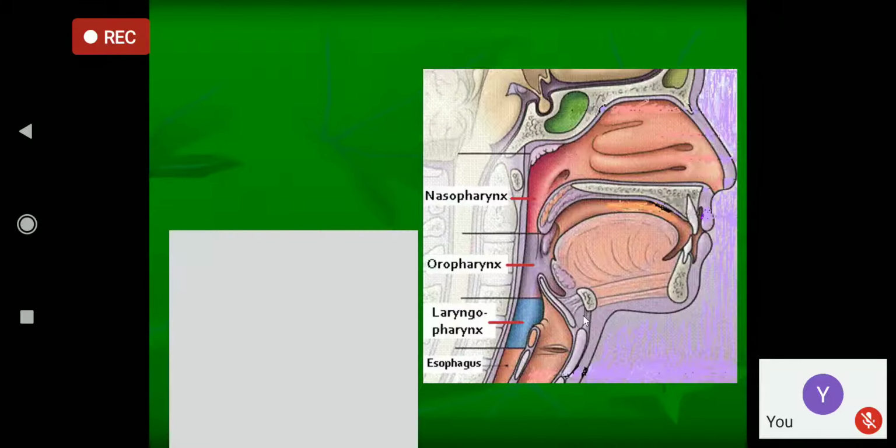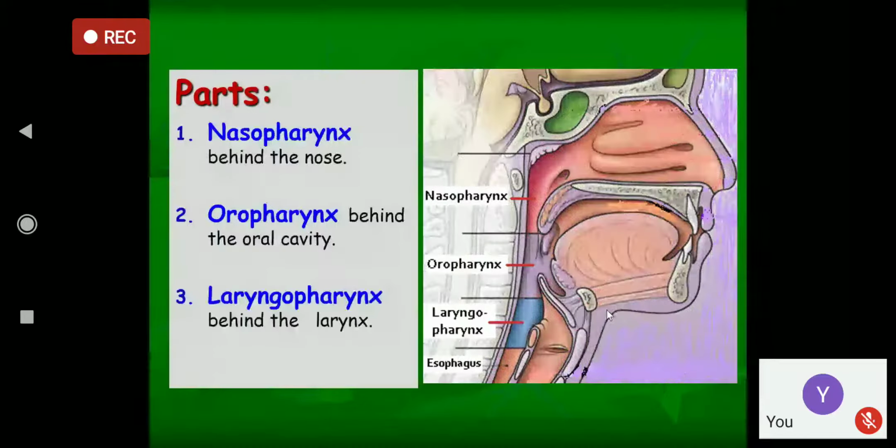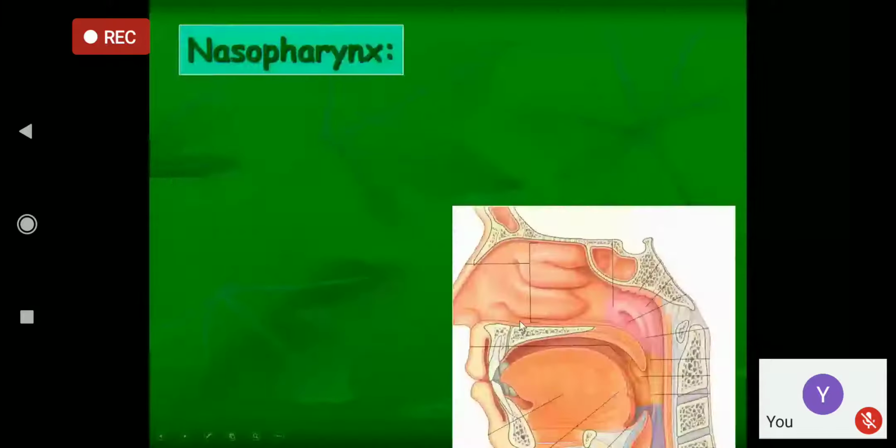Now come to the divisions of the pharynx. The pharynx is further divided into three: nasopharynx, oropharynx, and laryngopharynx. Behind the nasal cavity, behind the oral cavity, and behind the larynx. Now we'll move on to the individual parts of the pharynx.